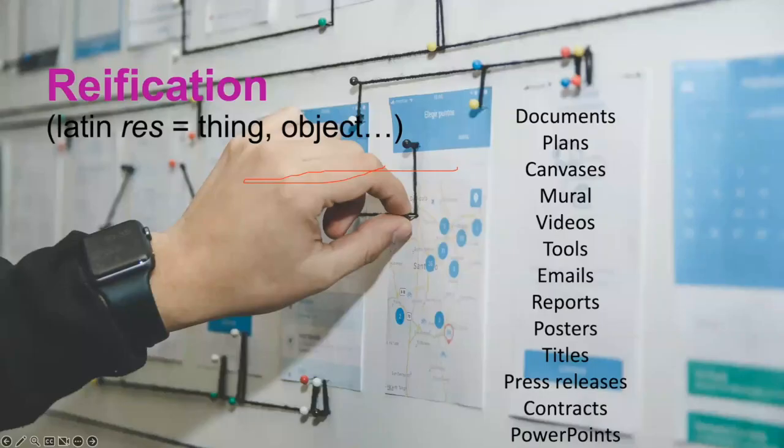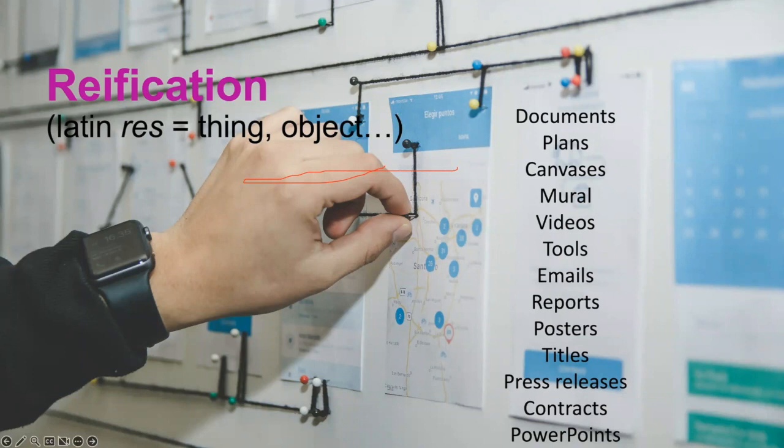Then we have the reification part. Reification comes from the Latin word res, which means a thing, an object, something concrete. So reification, to put it bluntly, means taking abstract things and making them concrete. And that's what we do when we create documents. That's what we do when we write plans. Use whatever canvases. We use Miro or Mural, or make a video, make a press release.